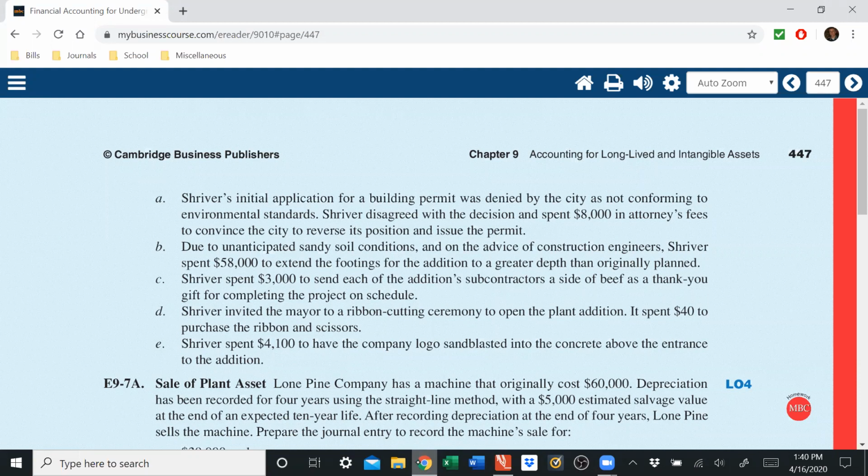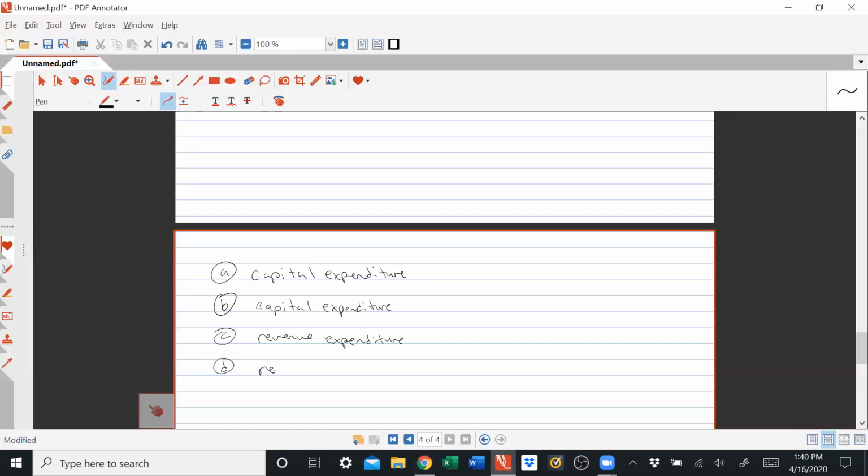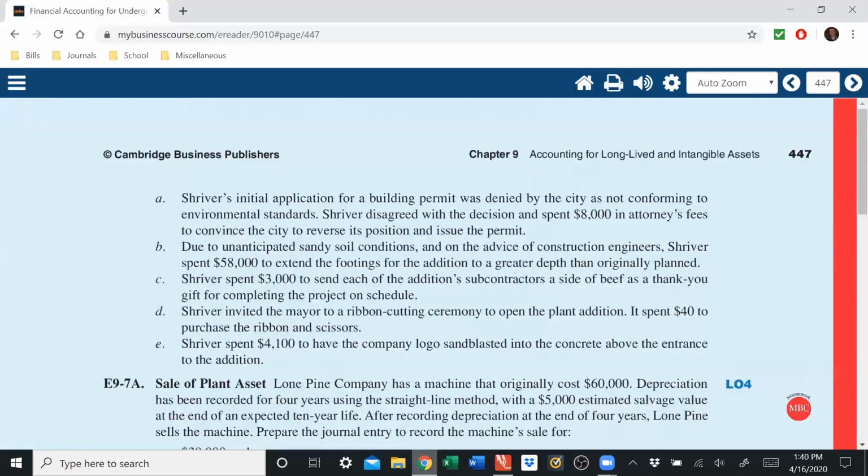Shriver invited the mayor to a ribbon cutting ceremony to open the plant addition. Shriver spent $40 to purchase the ribbon and scissors. Again, revenue expenditure. This problem actually is pretty easy. The costs they're giving us to decide between whether they're revenue or capital expenditures are not ambiguous at all. It's clearly one or the other. So on the exam, I'll give you ones like this one that are very clearly either a capital expenditure or a revenue expenditure.